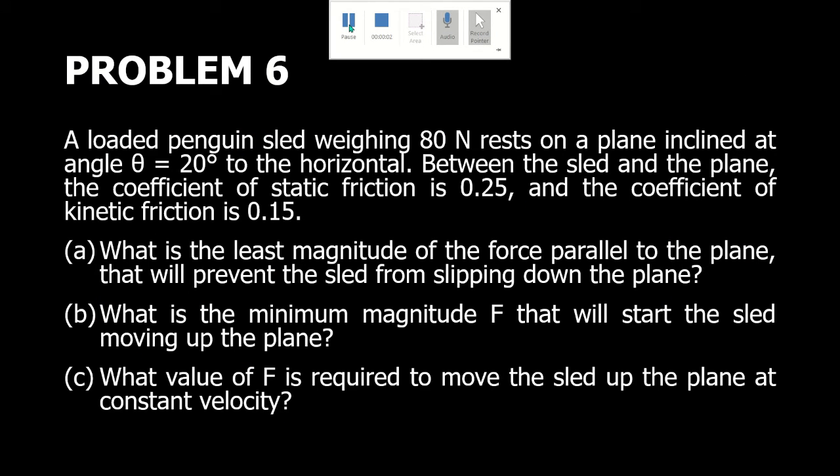Problem number 6. A loaded penguin sled weighing 80 Newton rests on a plane inclined at angle theta equal to 20 degrees to the horizontal. Between the sled and the plane, the coefficient of static friction is 0.25 and the coefficient of kinetic friction is 0.15. A. What is the least magnitude of the force parallel to the plane that will prevent the sled from slipping down the plane? And letter B. What is the minimum magnitude F that will start the sled moving up the plane?